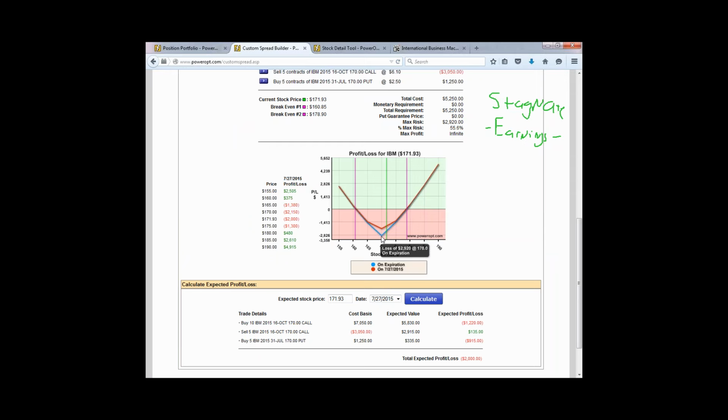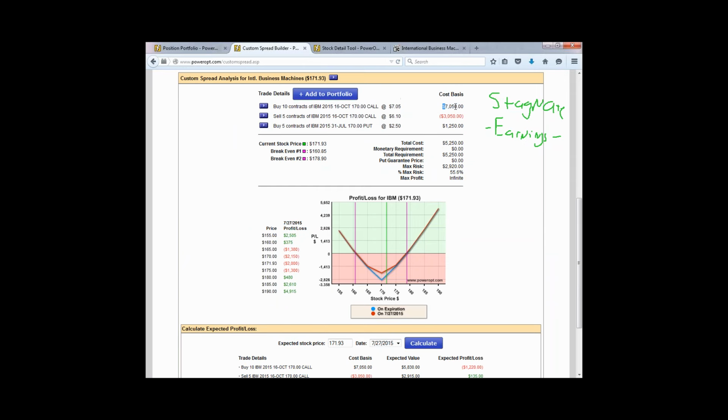Max loss here is 29.20. Well, it's better than the 7,000 that we had initially. We still cut it down by half, and now we've bought the puts here. So the most we could lose is 29.20.